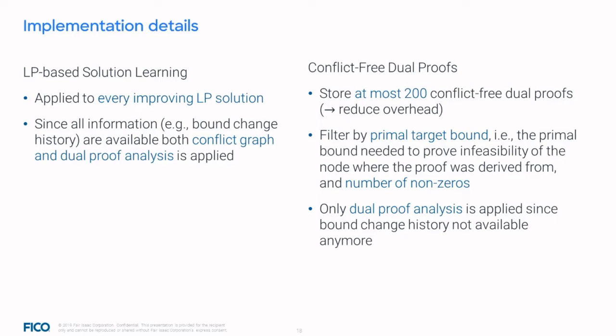Maintaining all potential conflict-free proofs can produce a significant overhead. Thus, we store only some and apply a filtering mechanism to predict which are the most promising ones. This filtering relies on two main characteristics. Firstly, the primary bound for which the constraints would prove infeasibility. The larger, the better. We prefer constraints which are close to proving infeasibility. Secondly, the number of non-zeros. The smaller, the better. Note that for conflict-free learning, we only conduct dual proof analysis.